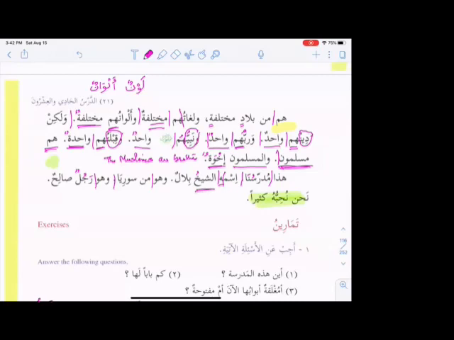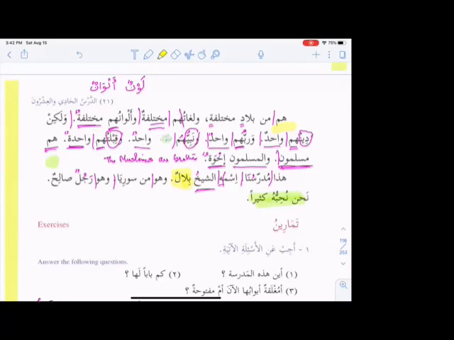I don't know how many of you will guess it, but some of you will definitely guess it. What is the value of Bilalun? It is badal of Shaykhu. It is the badal, the substitute of Shaykhu. Because if you remove Shaykhu, the meaning will still remain intact. His name is Bilal. But we say his name is Sheikh Bilal.